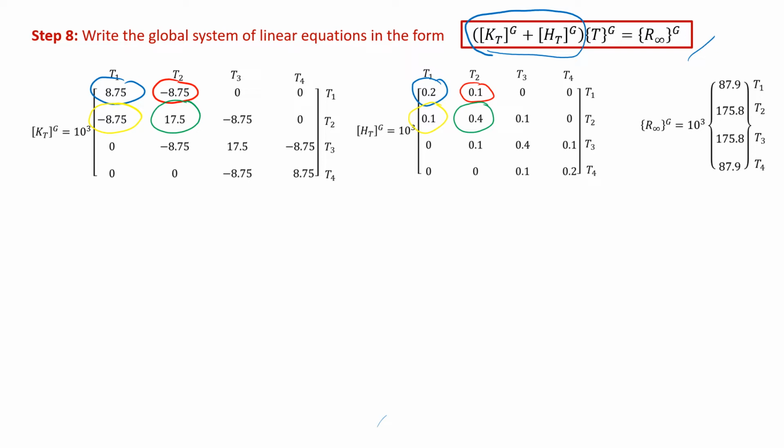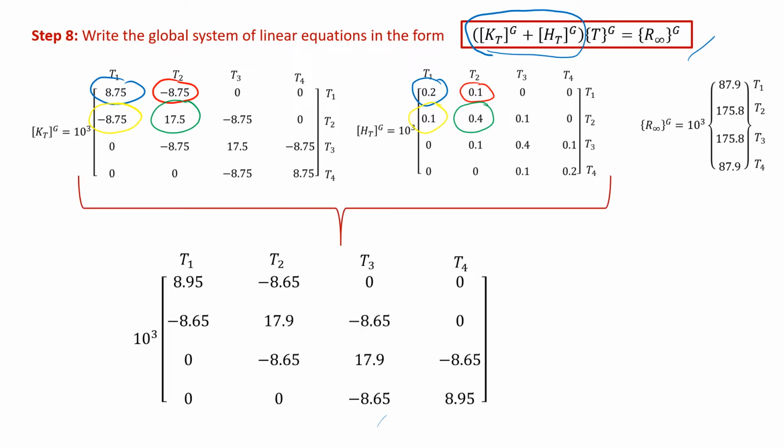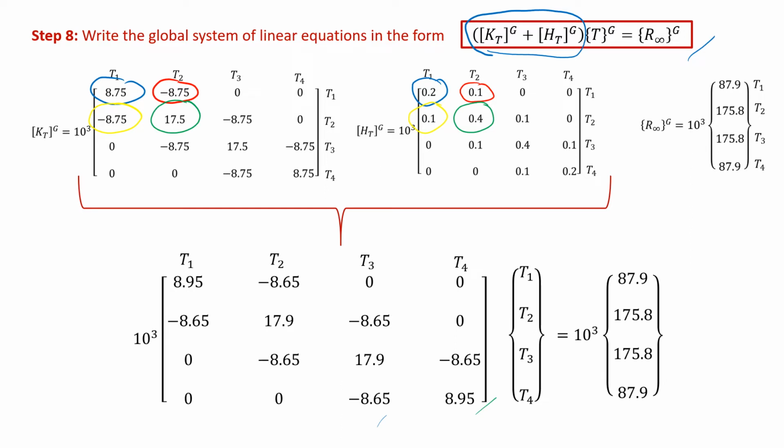If we do this for all values, then we will obtain the summation of K plus H matrix as shown in this matrix. Next, we just need to add the unknown temperatures and the global heat rate vector on the right side. However, at this stage, we cannot solve this system of linear equations. We have to impose the boundary condition first, then only we can determine the unknown temperatures.